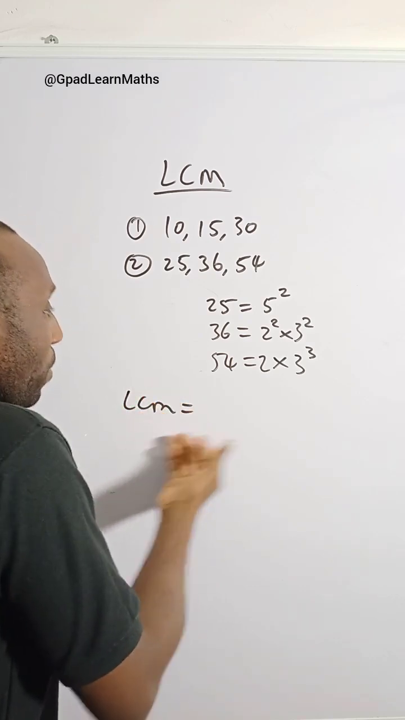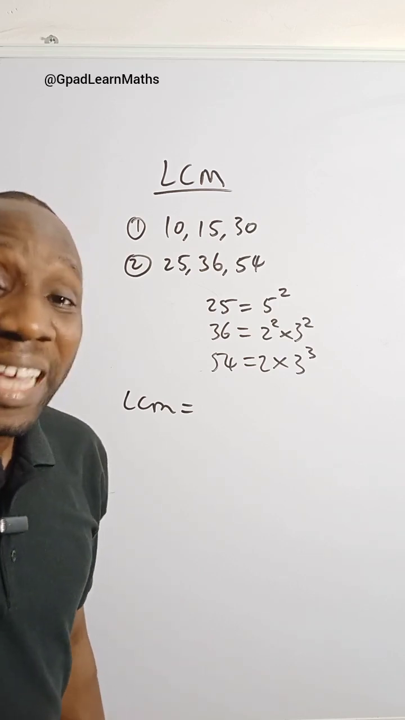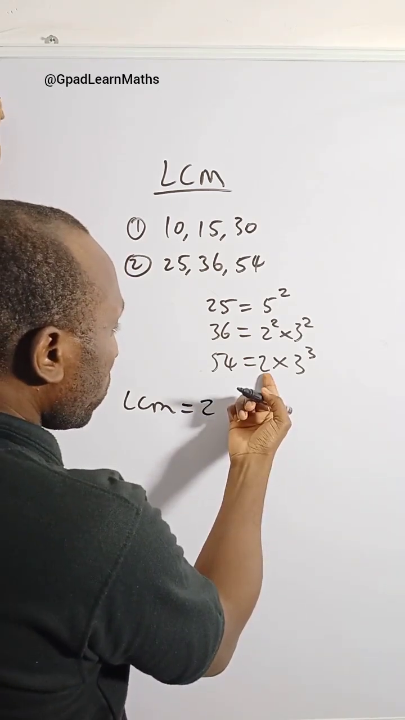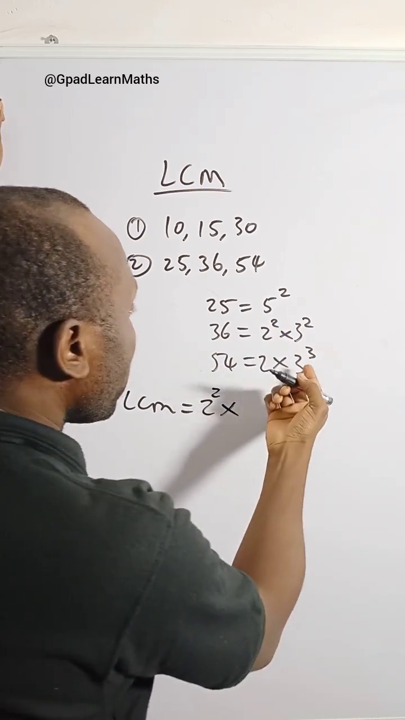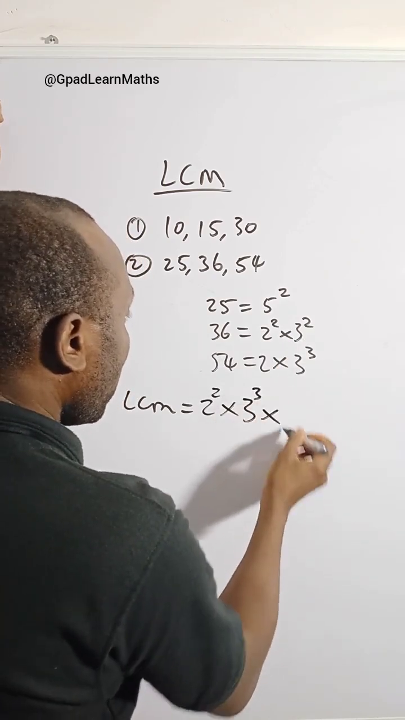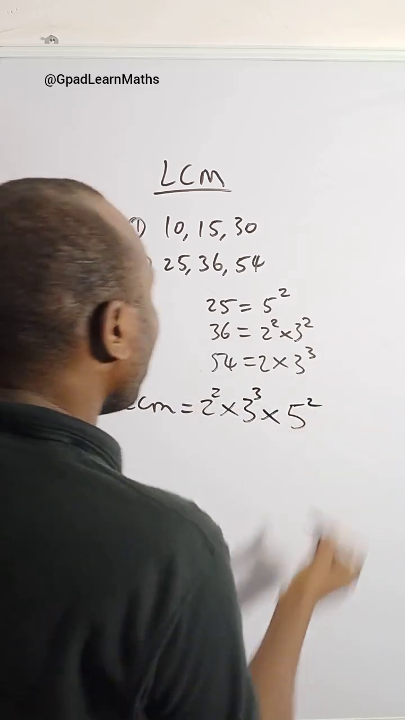So how would you get the LCM for this one now? You have to pick the prime factors with the highest exponent. So if you want to pick 2, for instance, do not pick this 2, pick the one with the highest exponent, that's 2 raised to the power 2. And then come to 3. 3, which one has the highest exponent? This one here, 3 raised to the power 3. And then 5, 5 is just there, so we'll just pick what we have for 5.